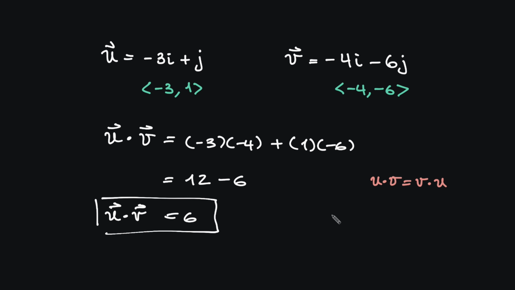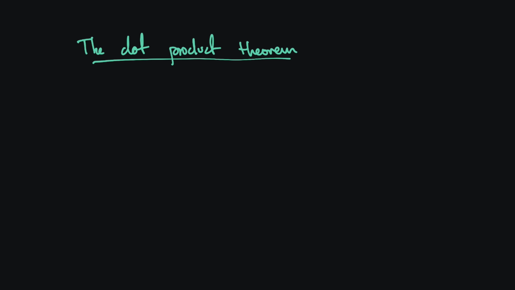If you have the dot product of a vector and the addition of two vectors, then you will have the usual distributive property. It will be w dot u plus w dot v. Okay. The same goes with the associative property and so on. We also have something that is called the dot product theorem. We're not going to prove this, we're just going to use the result.